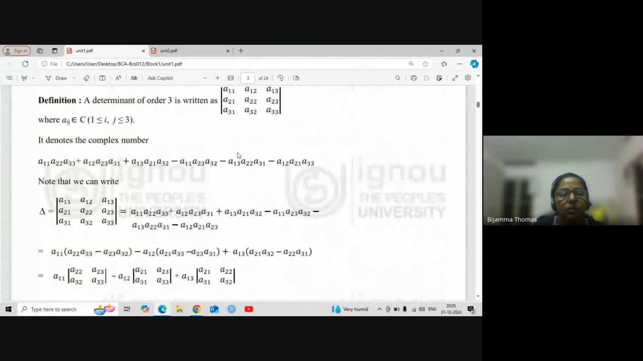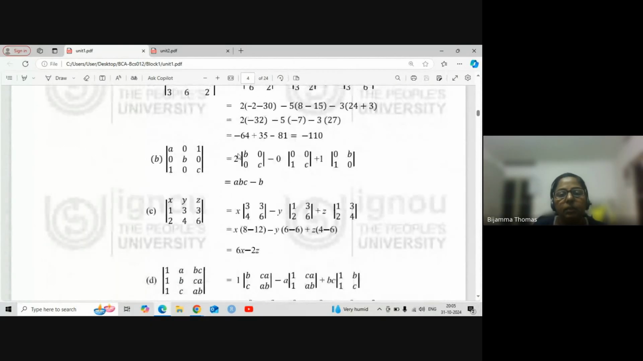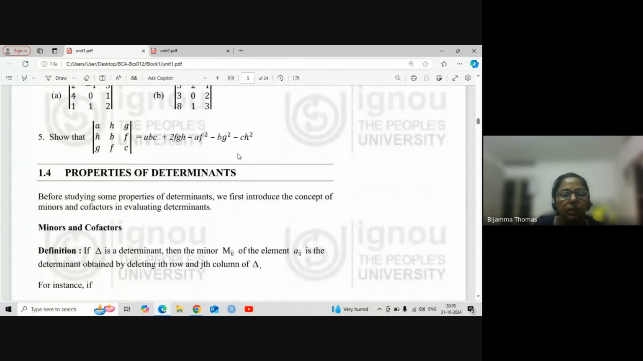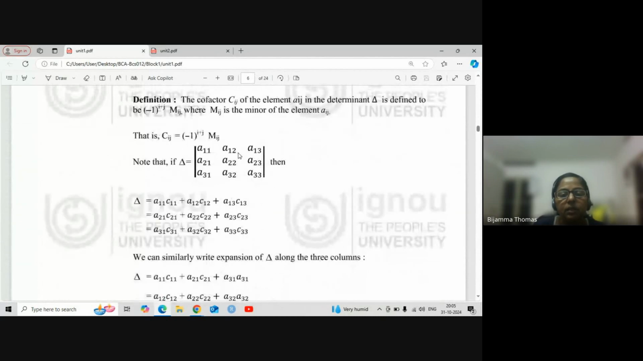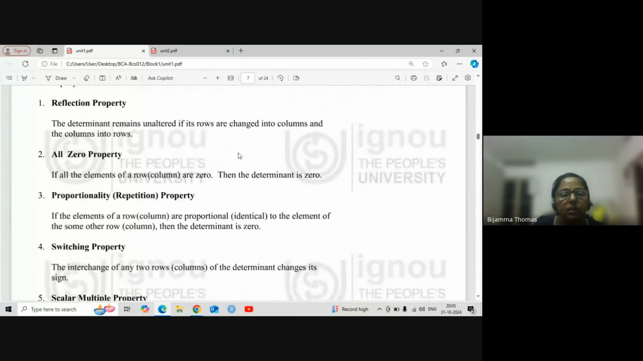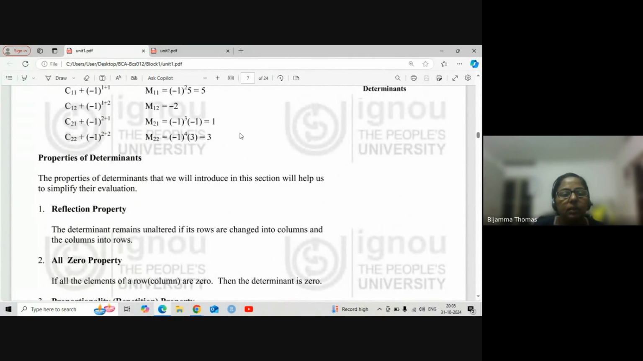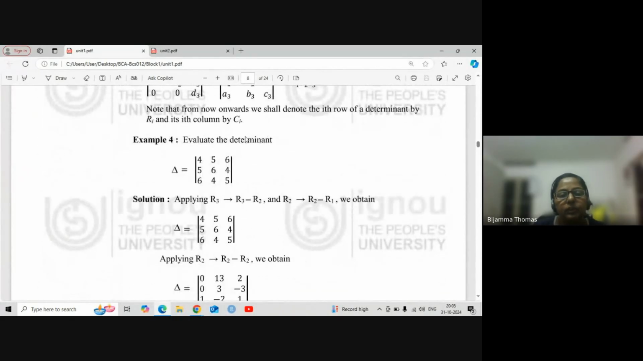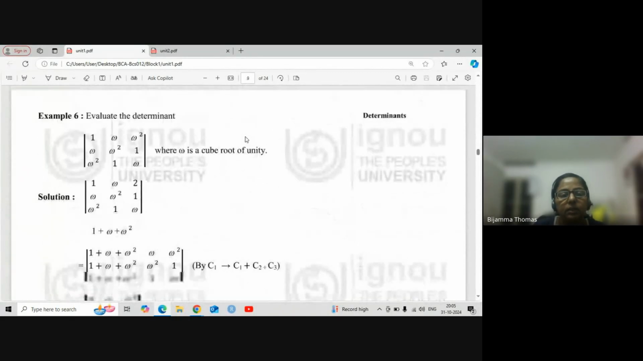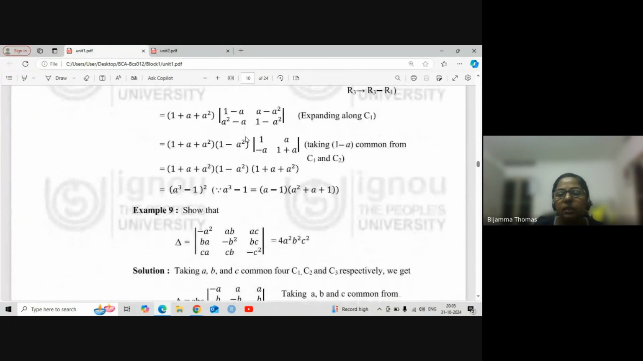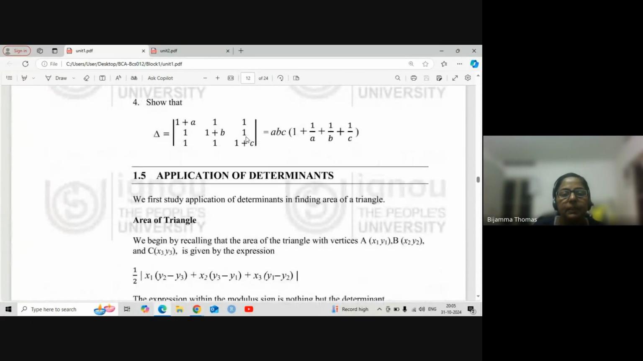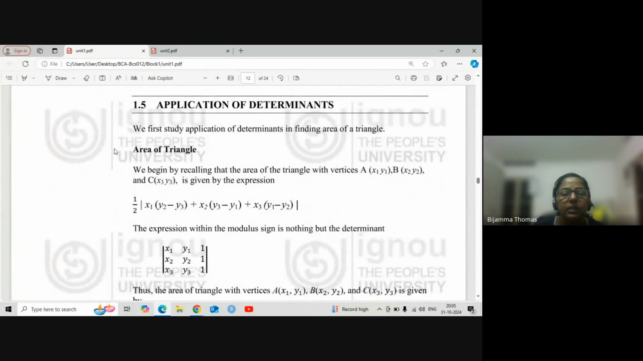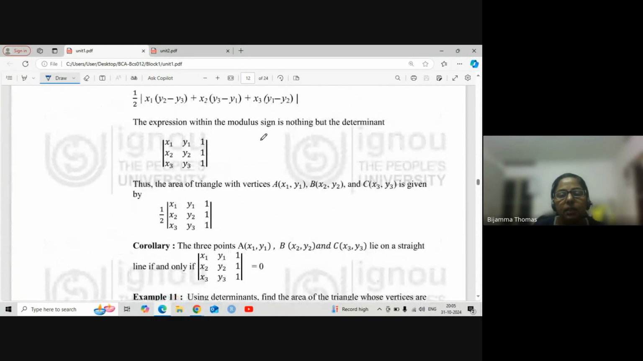Yesterday, you saw linear equations, determinants, and how to evaluate them, right? And we discussed the different properties of the determinant and came to the minor and cofactor, right? Then we discussed how to find the area by using determinants, right?